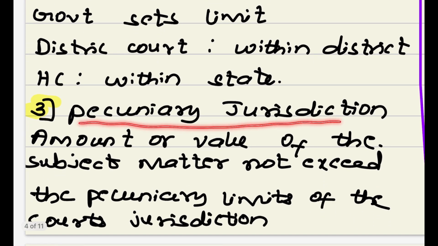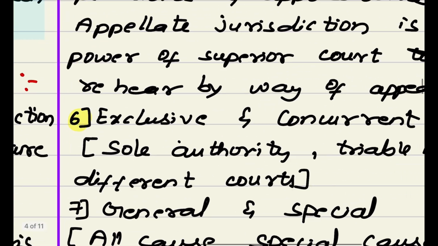The next is pecuniary jurisdiction. This jurisdiction relates to the amount or value of the suit. The amount or value of the suit subject matter must not exceed the pecuniary limits of the court's jurisdiction. Every court has its pecuniary limit to try the suit. Like JMFC has its different amount, and senior division has its different amount it can try. It's called pecuniary jurisdiction.